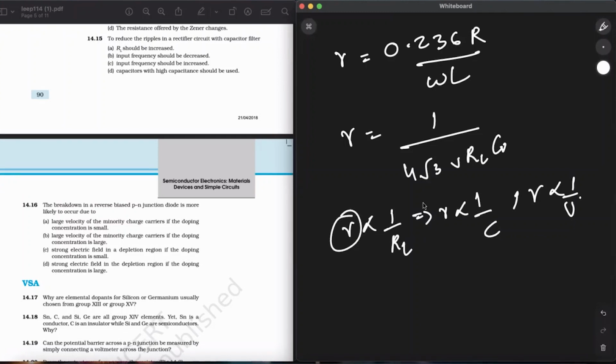Thus, to reduce R, RL should be increased, input frequency V should be increased, and capacitance C should be increased. So option A, RL should be increased, is correct. Option B, input frequency should be decreased, is wrong. Option C, input frequency should be increased, is correct. And option D, capacitors with high capacitance should be used. So options A, C, D are correct.